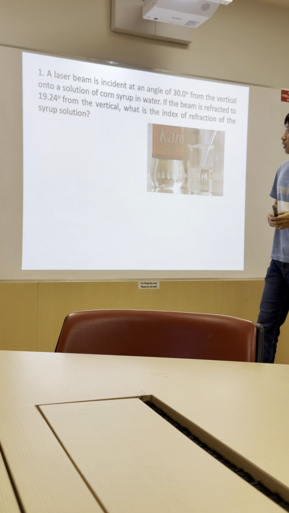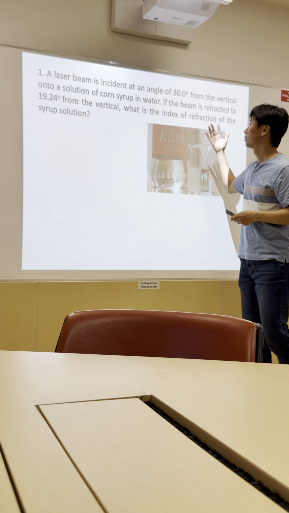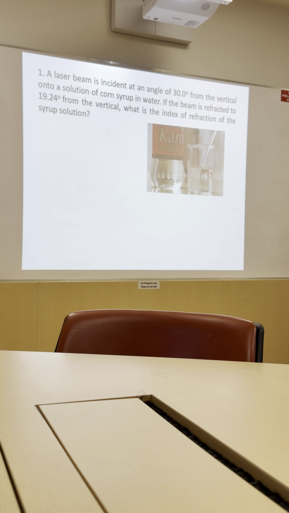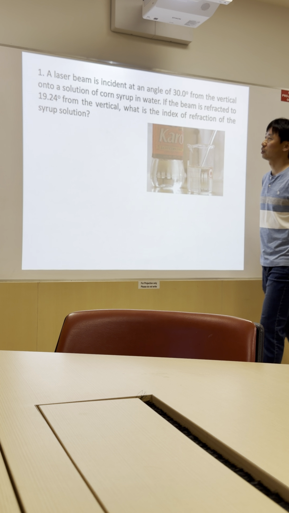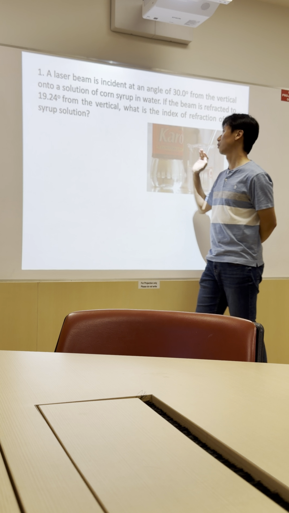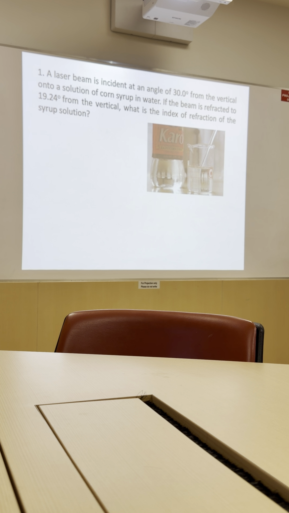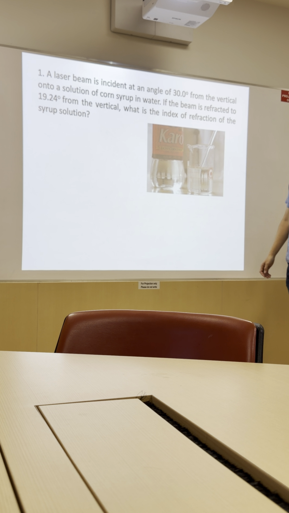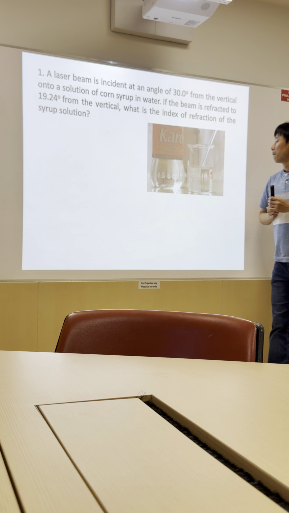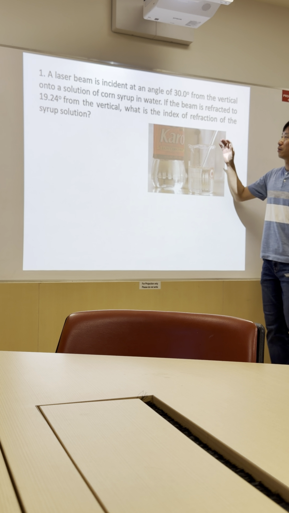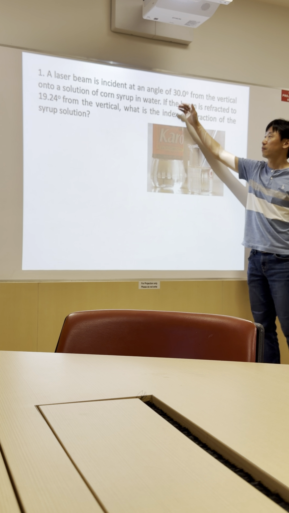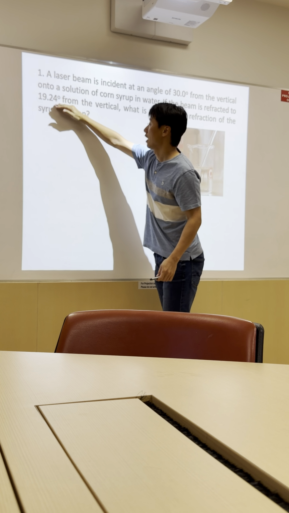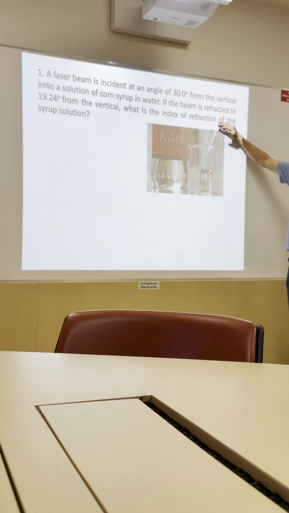A laser beam is incident at an angle of 30 degrees from the vertical of the solution of the corn syrup in water. If the beam is refracted to 19.24 degrees from the vertical, what is the index of refraction of the syrup solution? Okay, so now we have the incident angle of the laser beam and the refracted angle, and you want to find the index of refraction.